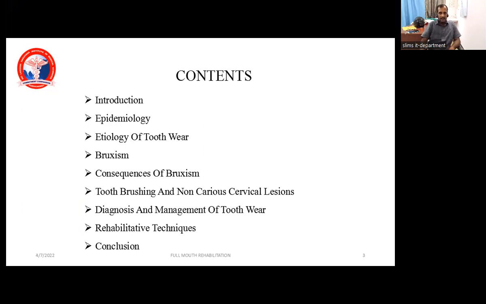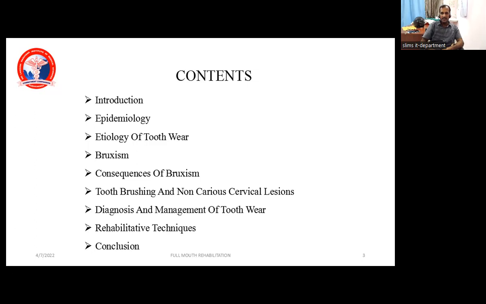This topic discussion starts with an introduction and a brief note about the epidemiology, the etiology of tooth wear, that is attrition and bruxism, and what are the changes that take place in the occlusal table of a chronic bruxism patient, and what are the consequences of bruxism, and tooth brushing and non-carious cervical lesions that lead to the loss of occlusion, that too in the posteriors.